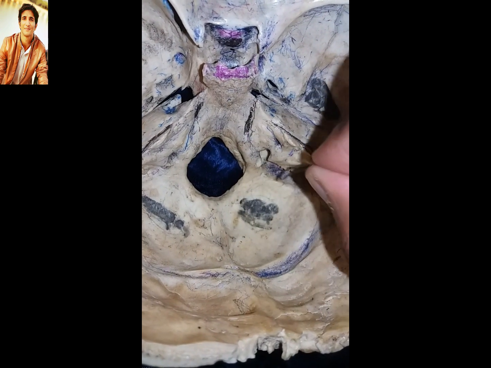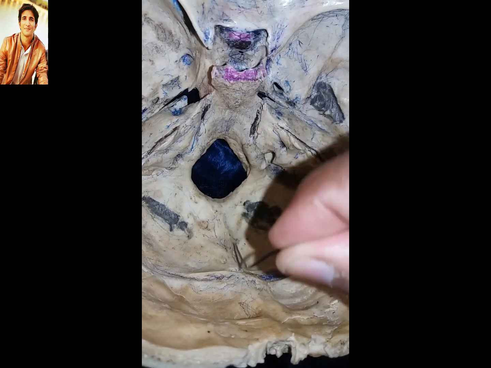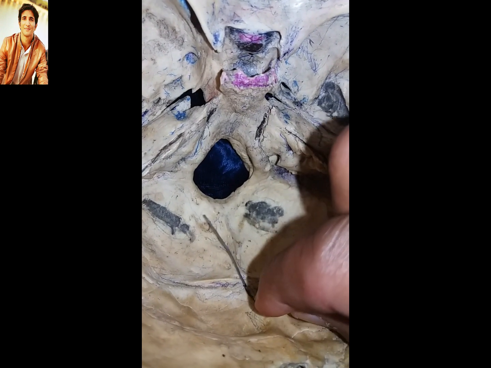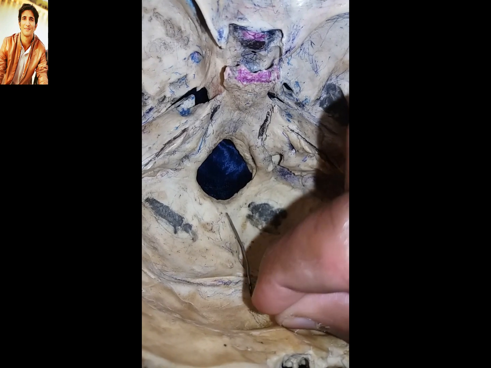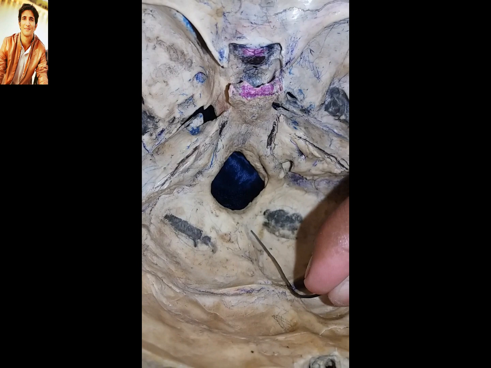cerebellar hemispheres. The cerebellar hemispheres are separated from each other by the falx cerebelli, like this.